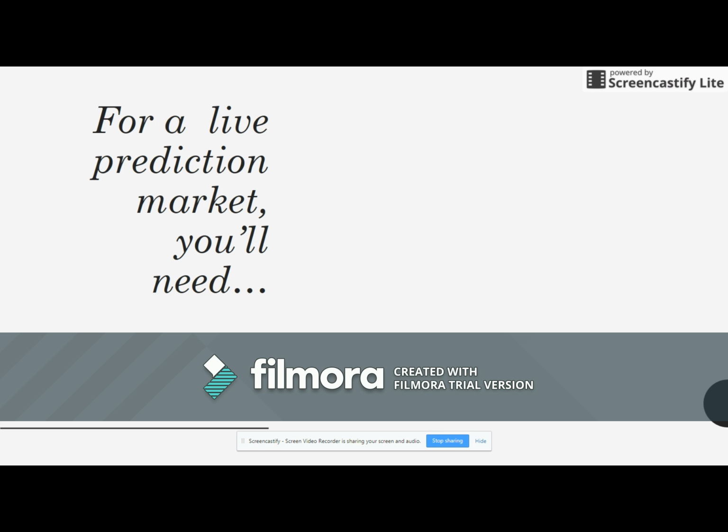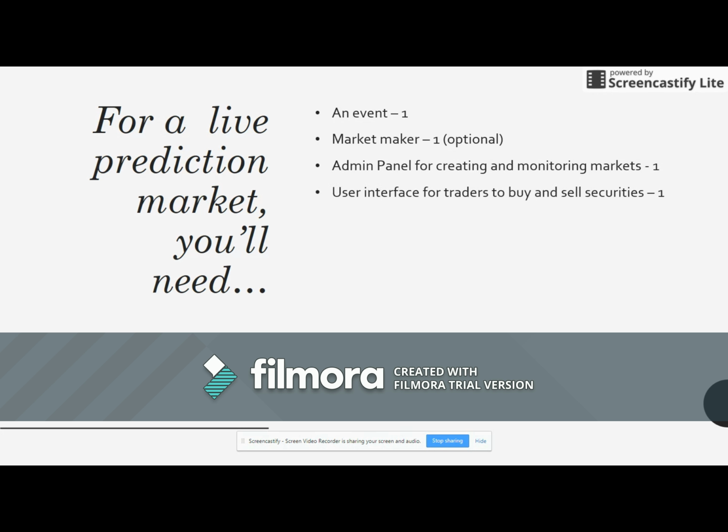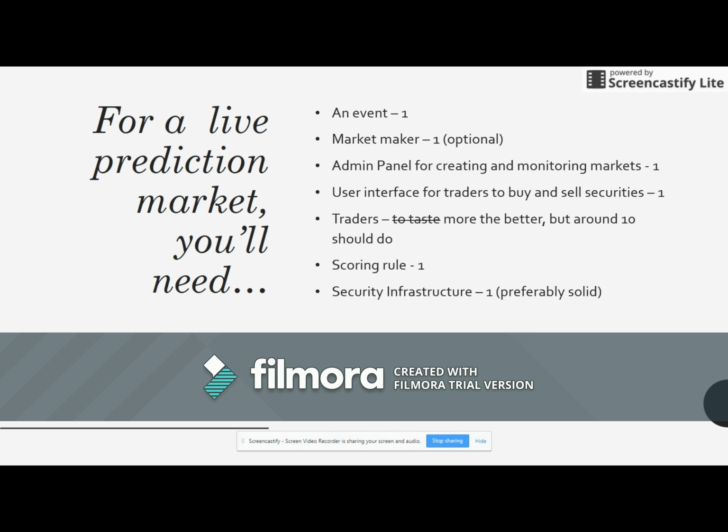For a live prediction market, you will need: an event, 1; market maker, 1; optional admin panel for creating and monitoring markets, 1; user interface for traders to buy and sell securities, 1; traders, the more the better but around 10 to 20; scoring rule, 1; security infrastructure, 1, preferably solid.